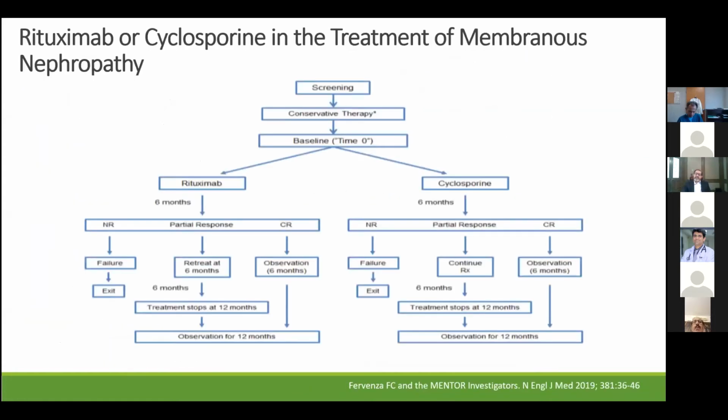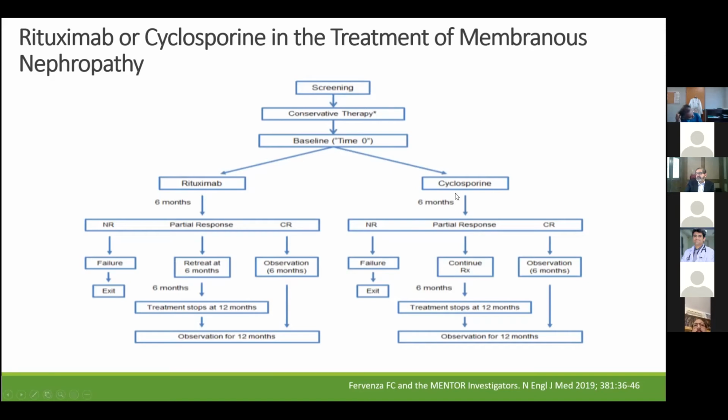Then came the Mentor trial. So Gem-Retux kind of put rituximab on the map for membranous, but I think Mentor was a very well-designed trial that helped us understand how to use it better. So in Mentor, again, you had the screening phase, you had the conservative therapy phase, you're trying to weed out patients who are going to get better on their own. And then once we decided, okay, this person is going to be a good candidate for treatment, then they were randomized to rituximab or cyclosporin.